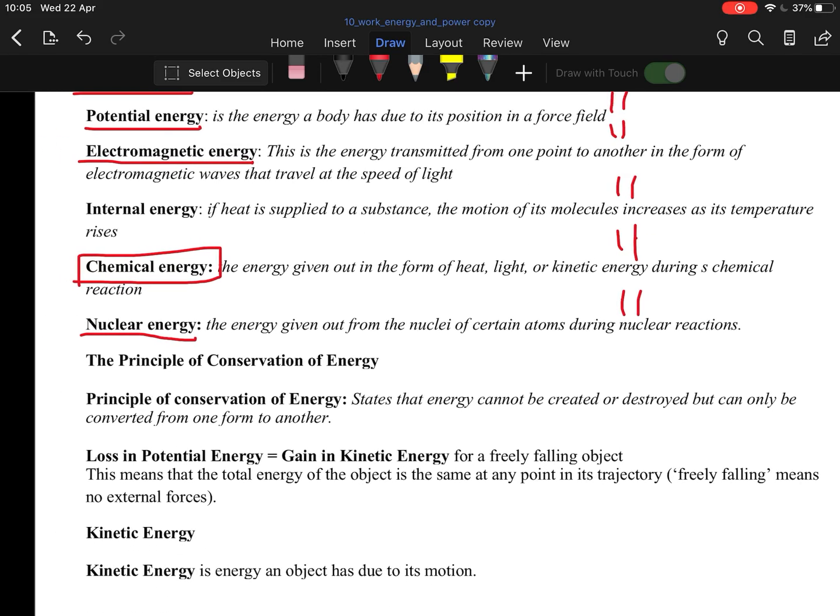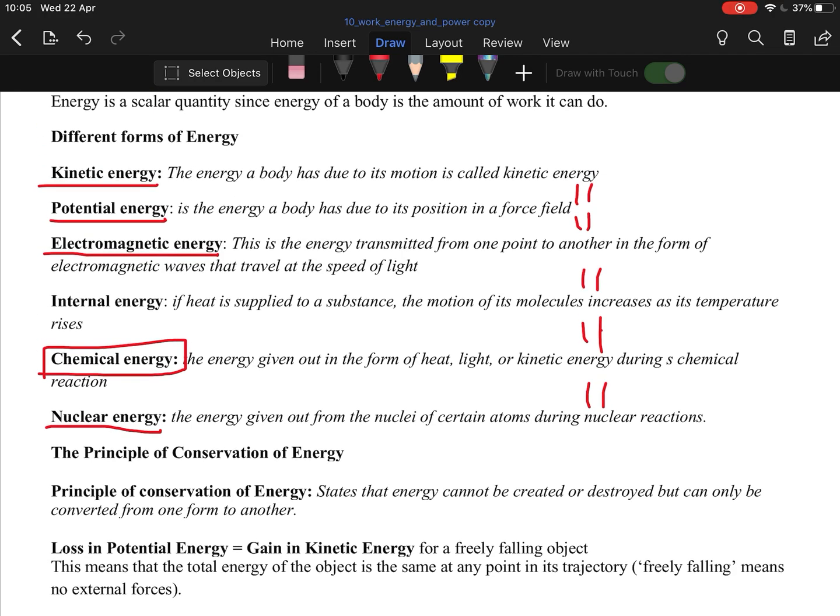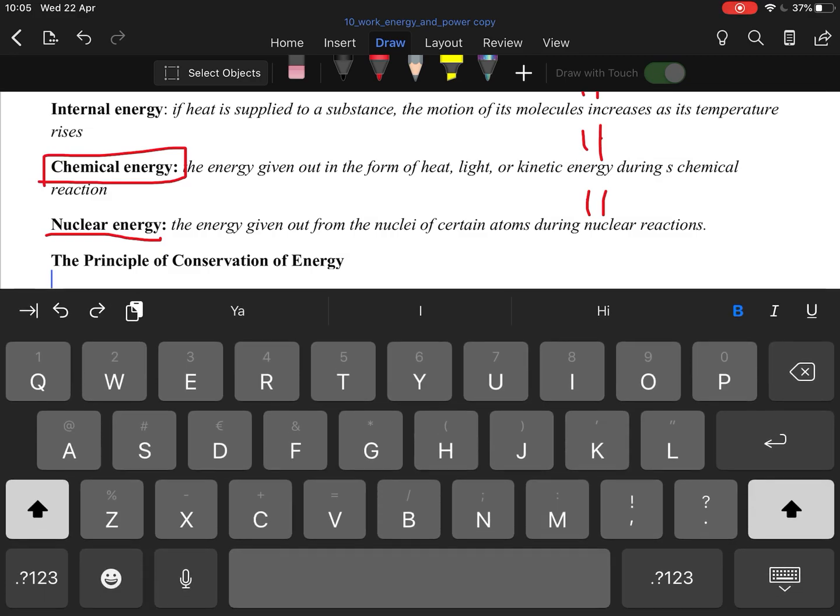Electromagnetic energy we'll come back to when we do electricity. And nuclear energy we'll come back to next year when we do modern physics and nuclear physics, okay? All right, so for today, we're just going to focus on these two, okay?